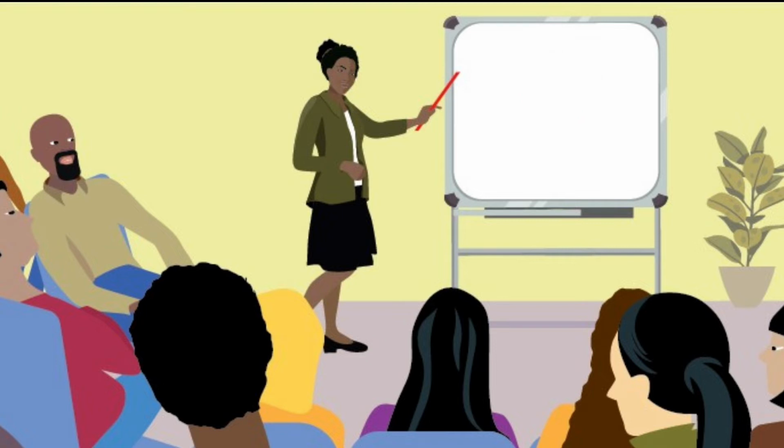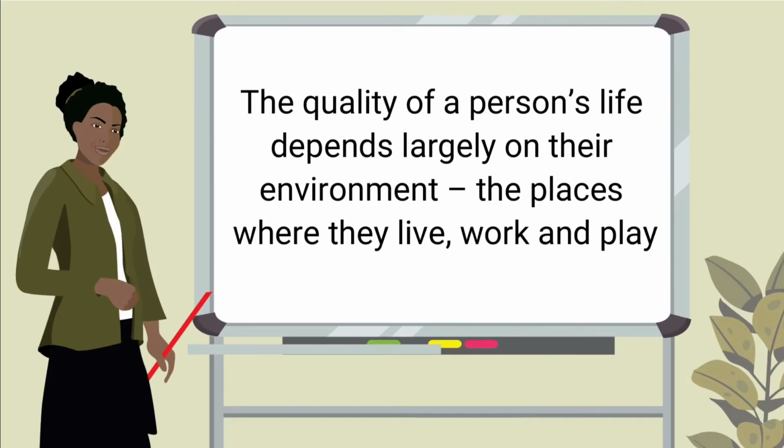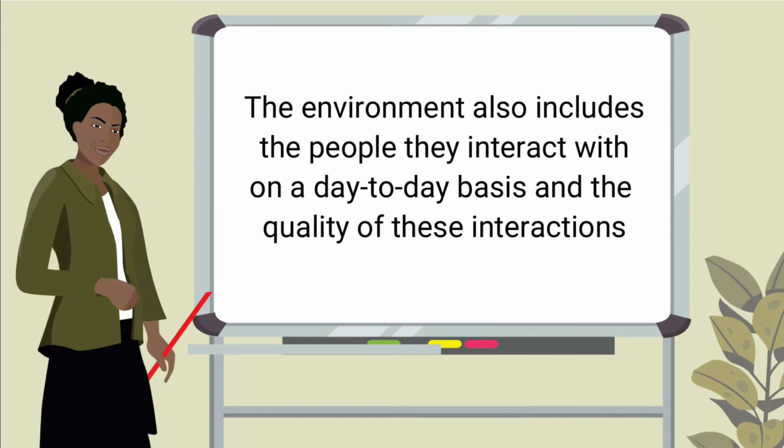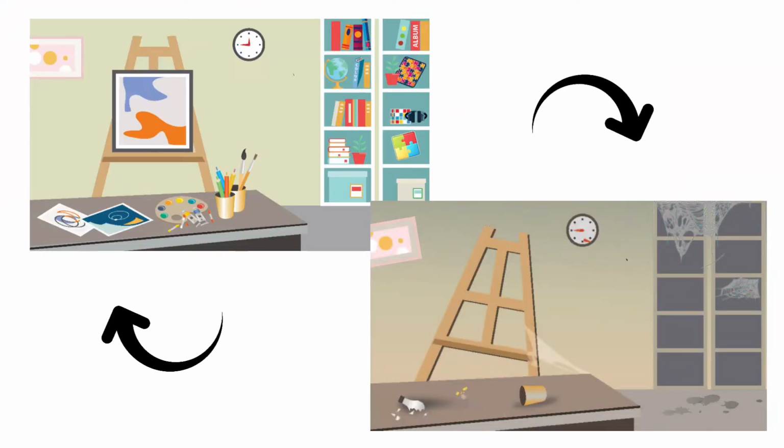The quality of a person's life depends largely on their environment, the places where they live, work, and play. The environment also includes the people they interact with on a day-to-day basis and the quality of these interactions. Which of these two environments would you like to spend time in?